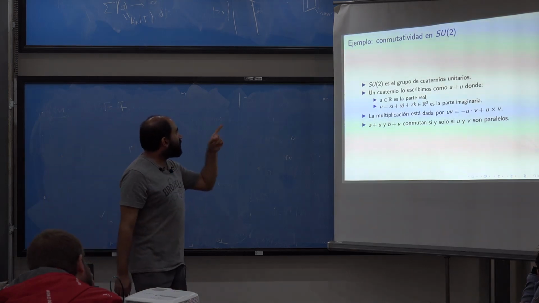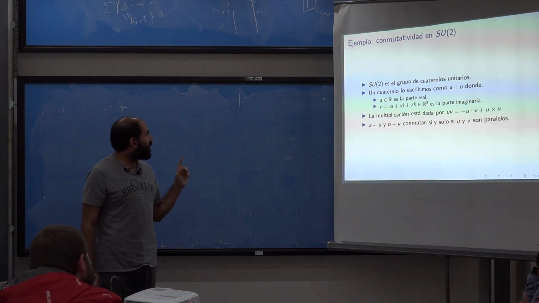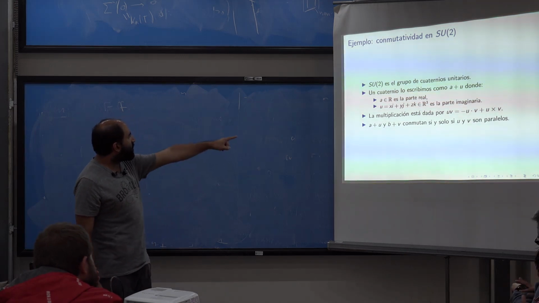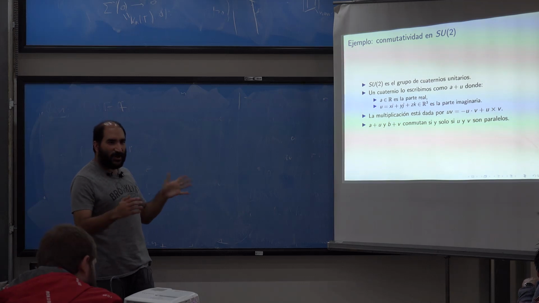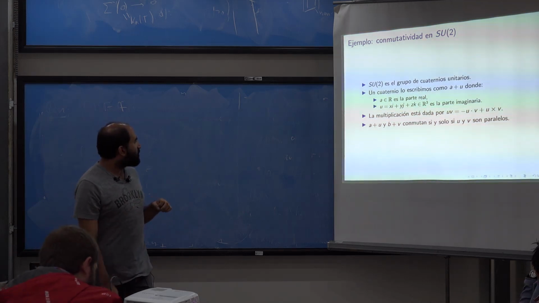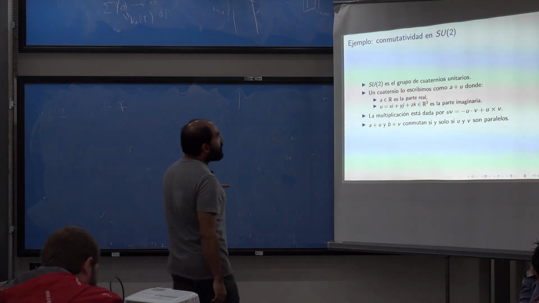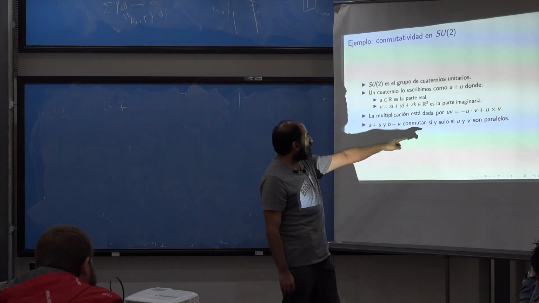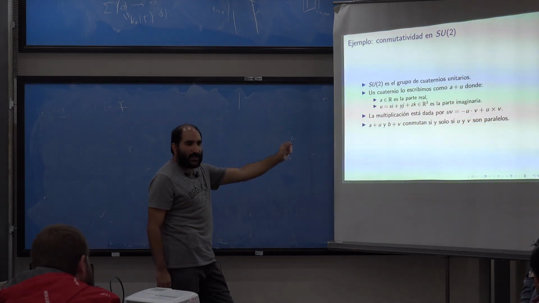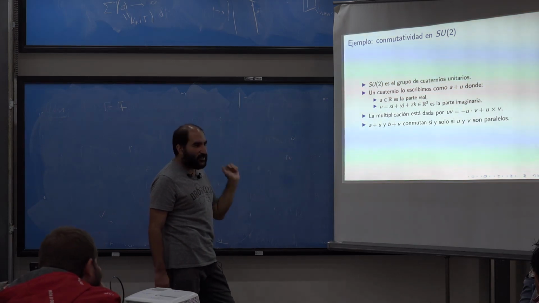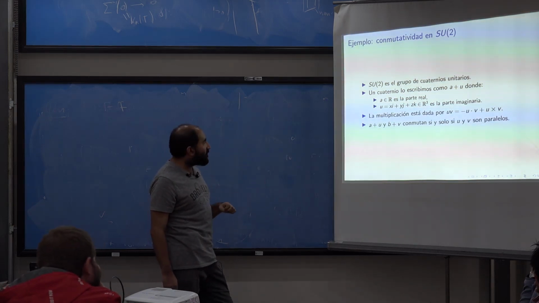So let's do an example with SU2. That's the group of unit quaternions. I'll write a quaternion as A plus U, where A is the real part and U is the imaginary part, a vector in R3. In those terms, the only thing you need to know to multiply quaternions is what the product of two imaginary ones is, and there's a simple formula for that. Its real part is minus the dot product. Its imaginary part is the cross product.